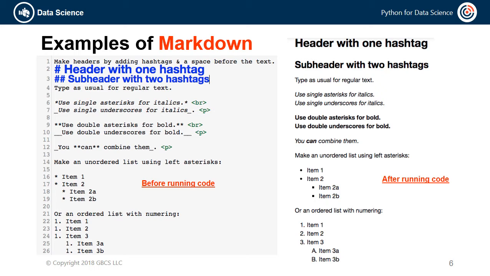Hash signs create titles, and the more hash signs you add, the smaller the title gets. For italics, place either a single asterisk or underscore at the beginning and end of the text. For bold, place either a double asterisk or double underscore at the beginning and end of the text. You can combine both italics and bold. You can also create unordered lists by placing an asterisk and a space before the text. For a numbered list, place a number 1 with a period and a space before the text.